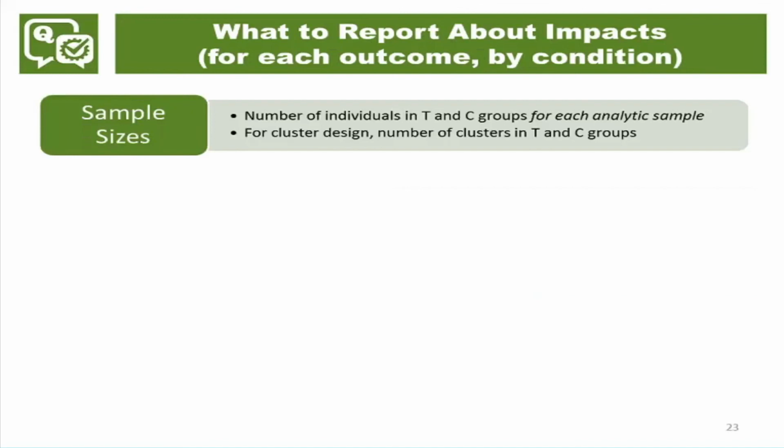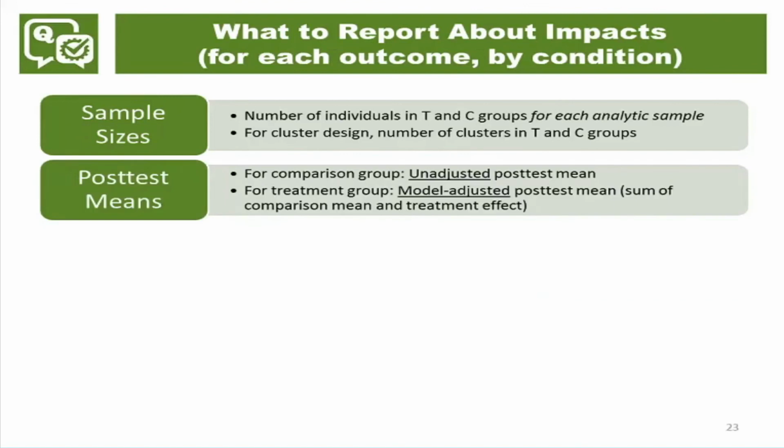For each outcome, it's necessary to report the sample size information for both the treatment condition and the comparison condition. So that's the number of students in the treatment group and comparison group, and for a cluster design, also the number of clusters in the treatment group and the comparison. You need to report the means for the comparison group and the treatment group on the outcome measures. We recommend that you report the unadjusted sample mean for the comparison group and the model adjusted mean for the treatment group, which is the sum of the comparison group mean and the treatment coefficient from your impact analysis model.